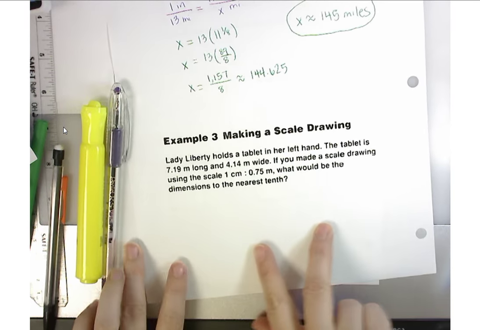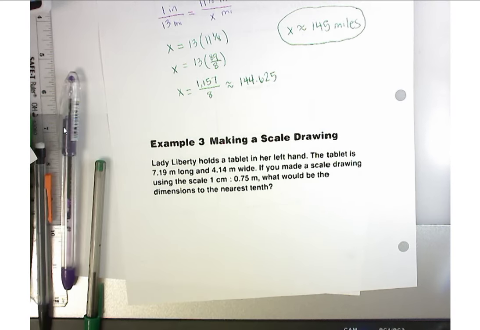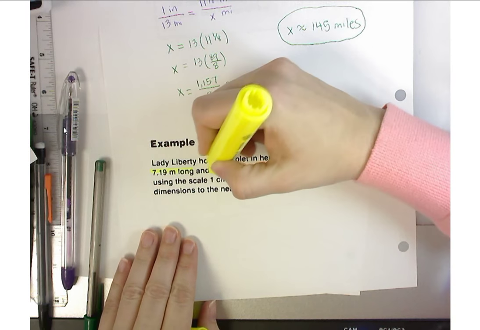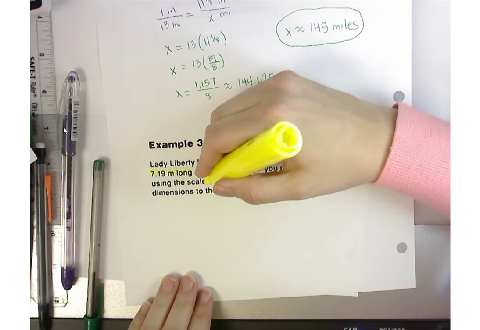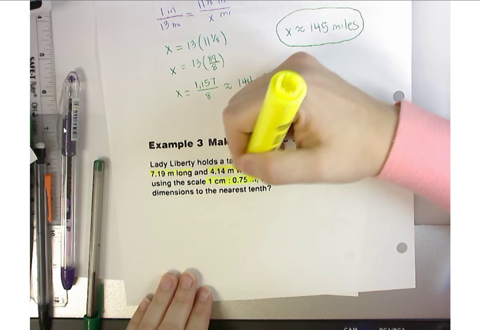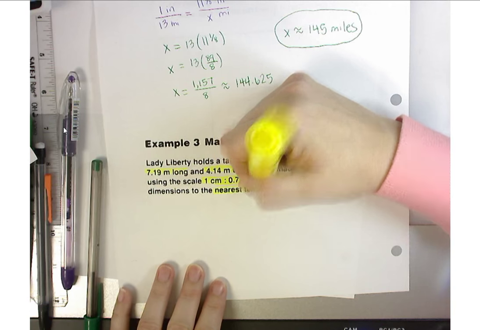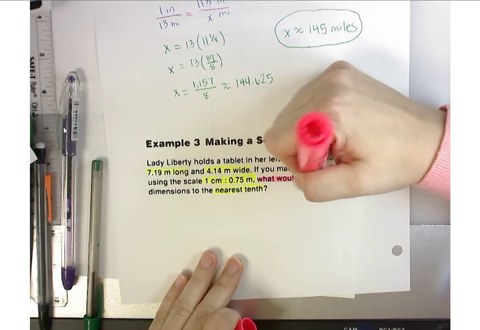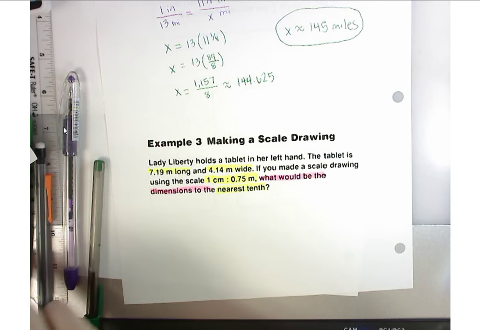All right, now let's look at our next story problem. Lady Liberty holds a tablet in her left hand. The tablet is 7.19 meters long, 14.4 meters wide. If you made a scale drawing using the scale of 1 centimeter to 0.75 meters, what would be the dimensions? And then we're going to round that to the nearest tenth.